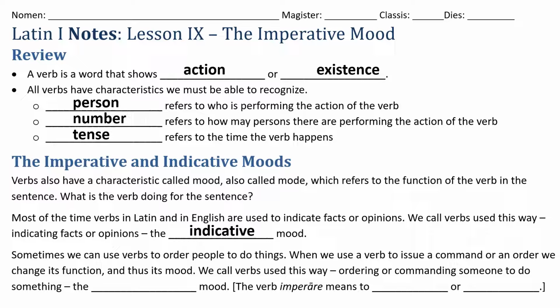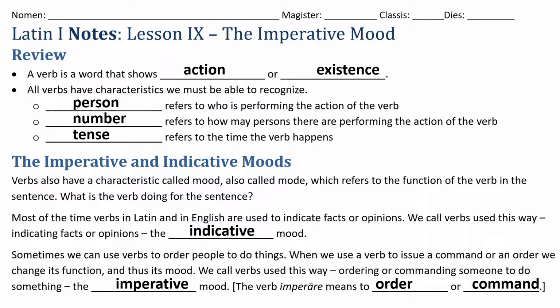Sometimes, however, we can use verbs to order people to do things. When we use a verb to issue a command or an order, we change its function and thus its mood. And remember, mood is the way it's used in the sentence. We call verbs used this way, ordering or commanding someone to do something, the imperative mood. The verb imperare, which you will learn in a few lessons, means to order or to command.